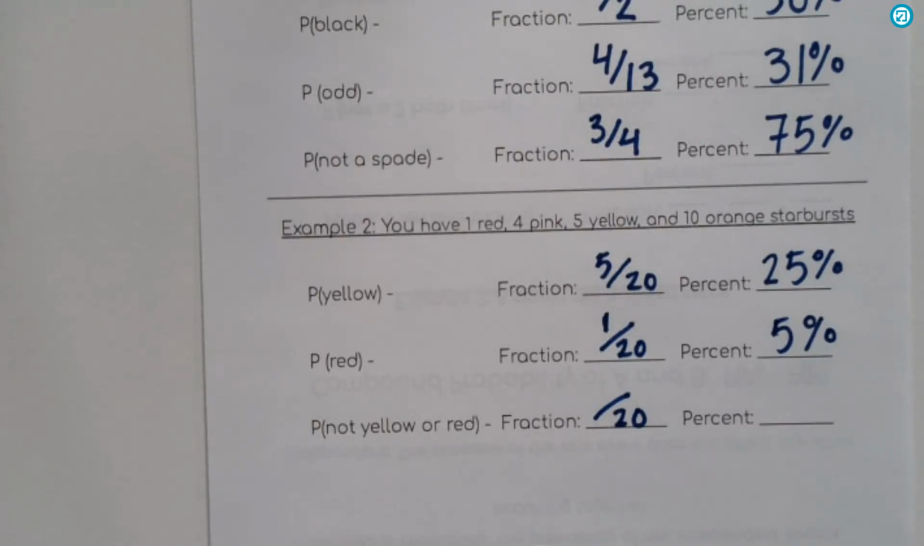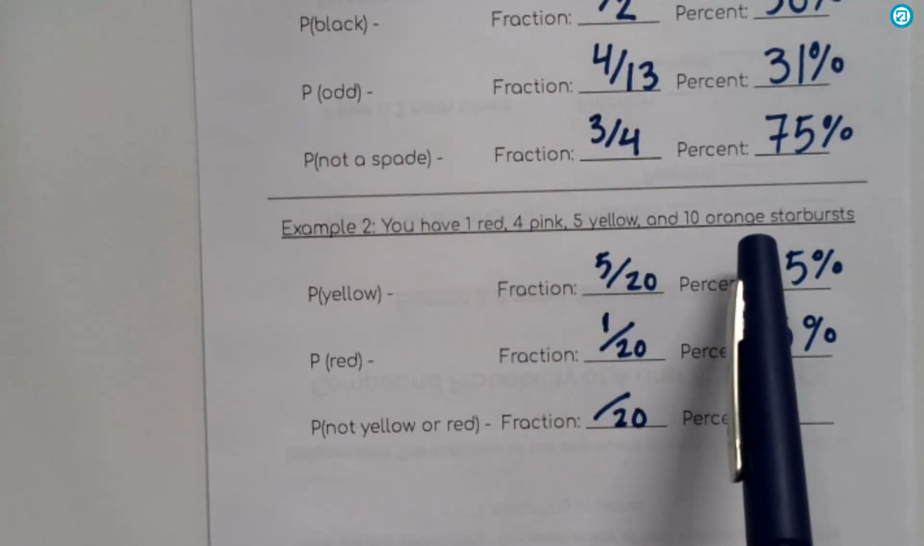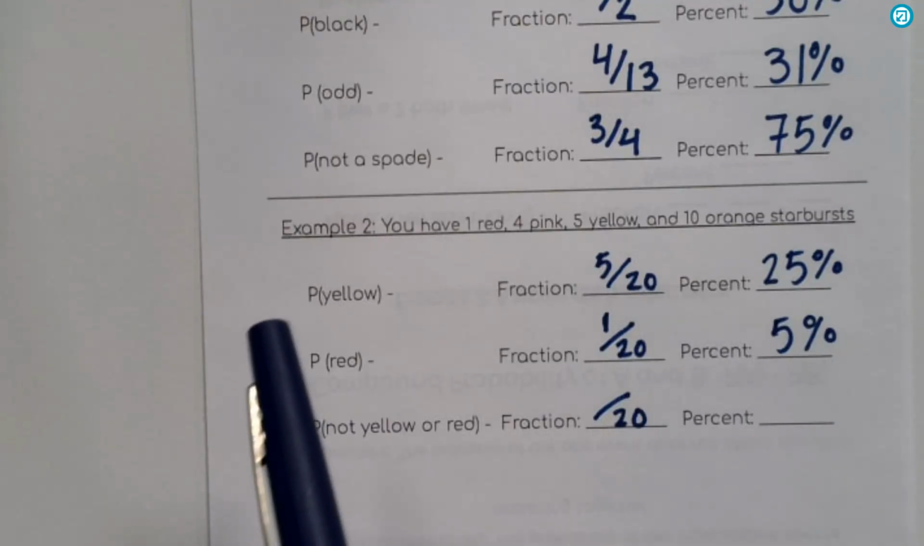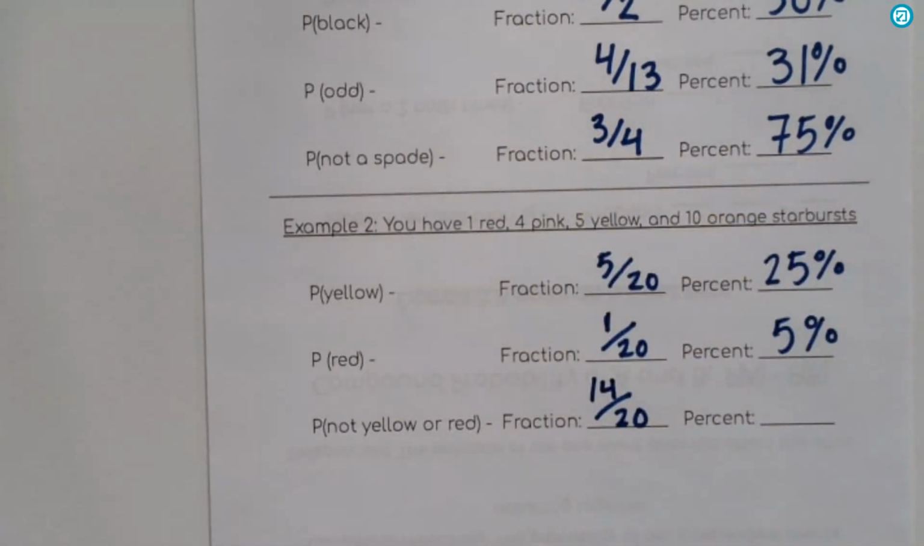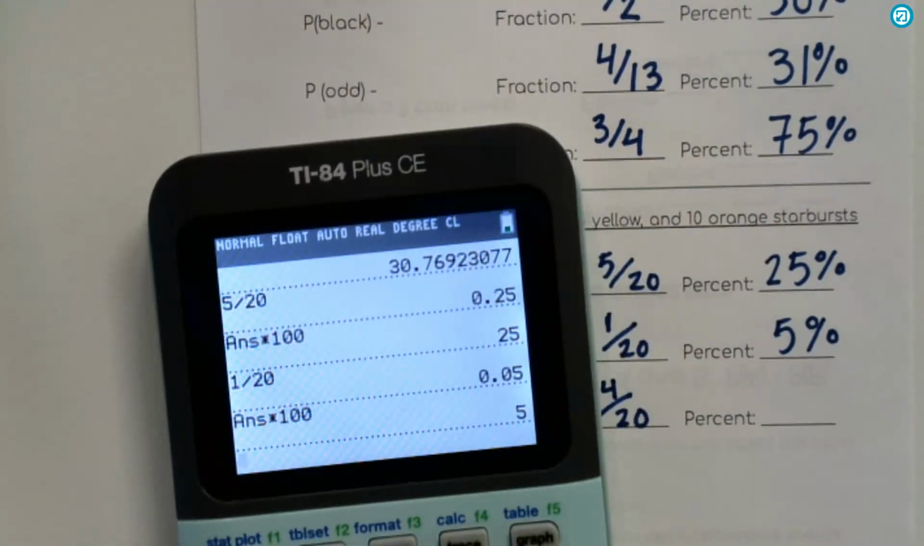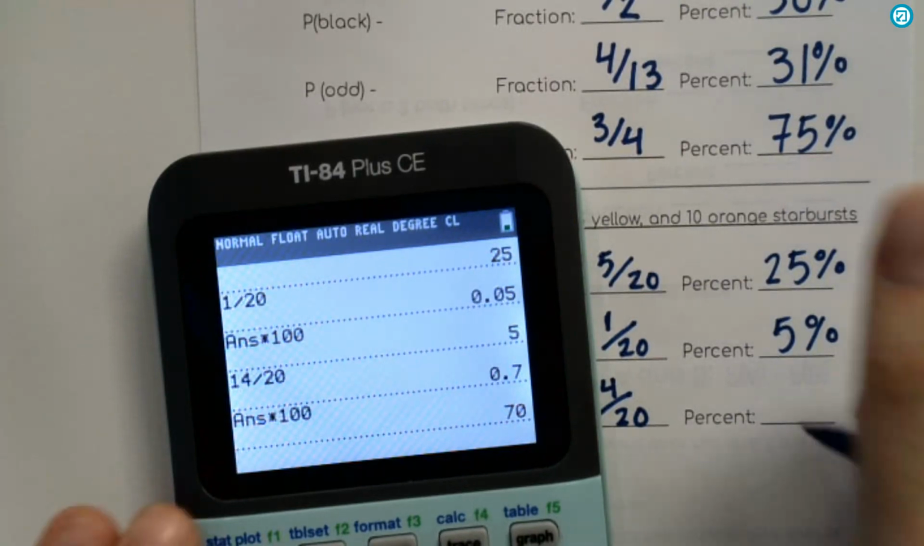Okay, and then the last one is that we don't pick a red or a yellow. So let's say you don't like those colors, you like orange and pink, which I get the pink, but orange is kind of gross. So, there are 4 pinks and 10 oranges. So those are the ones that are not yellows and reds. So that's going to be a 14 out of 20. 14 divided by 20 times 100 is 70%.